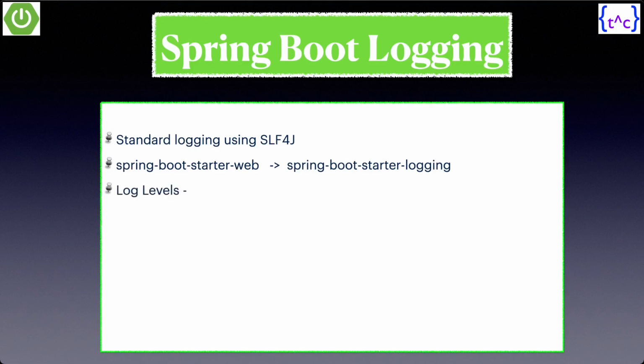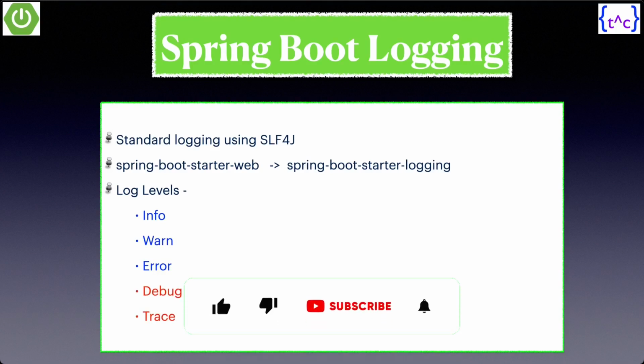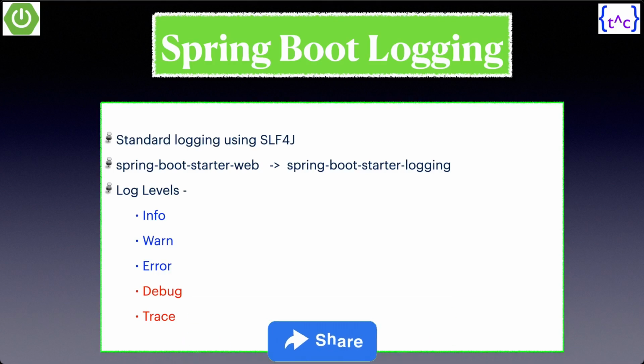So there are certain log levels: info, warn, and error. These three are the default logging levels. Once you enable logging in your application, in your project, info, warning, and error messages will be logged by default. Which will not be logged by default is debug and trace. So if you want debug level logging or trace level logging, you have to explicitly enable it via your application.properties file or your application.yaml file.